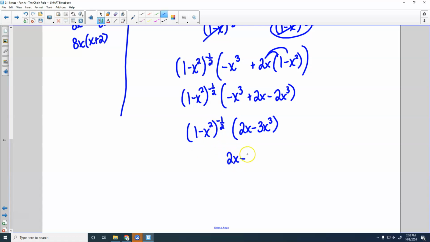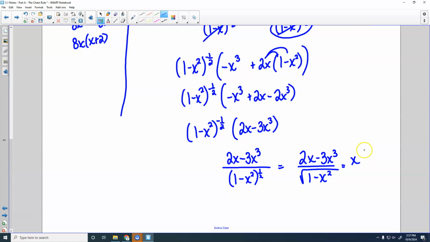So you'll either have 2x minus 3x to the third over (1 minus x squared) to the 1/2, or they may even change it back to a square root. Or on this particular problem, they may even factor out an x. x times (2 minus 3x squared) over the square root of 1 minus x squared. Any of those on that last line might be a way that they'd leave your answer on the multiple choice.